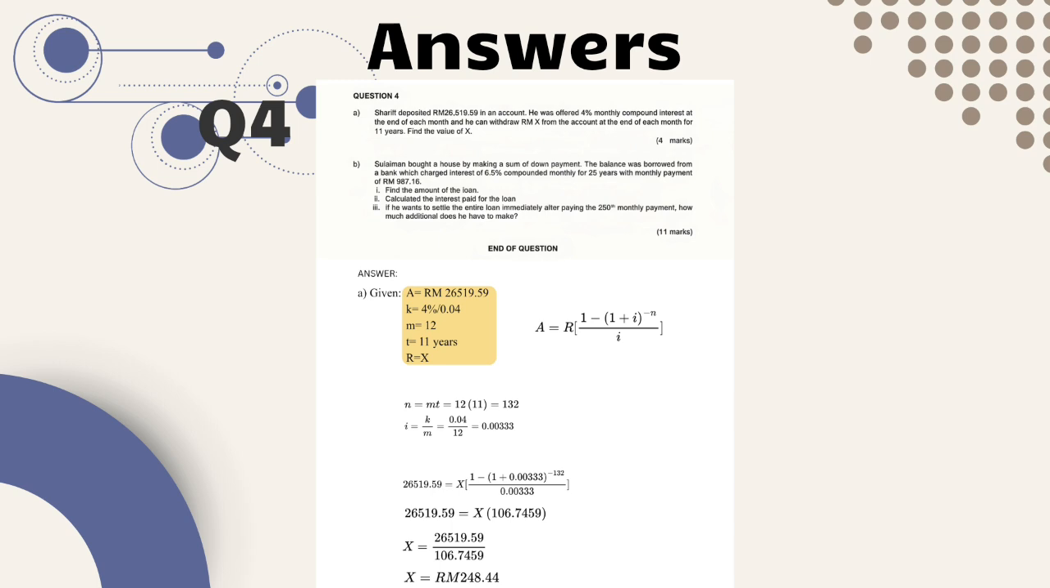The question gives A equal to 26,519 ringgit 59 cents, K equal 4% or 0.04, M equal 12, T equal 11 years, and R equal X. So we need to find the value of R.